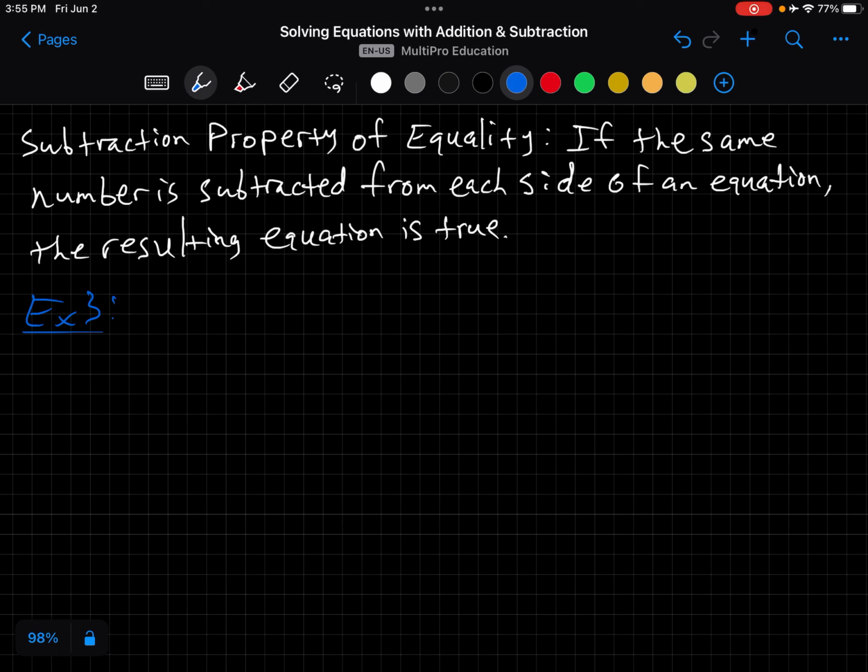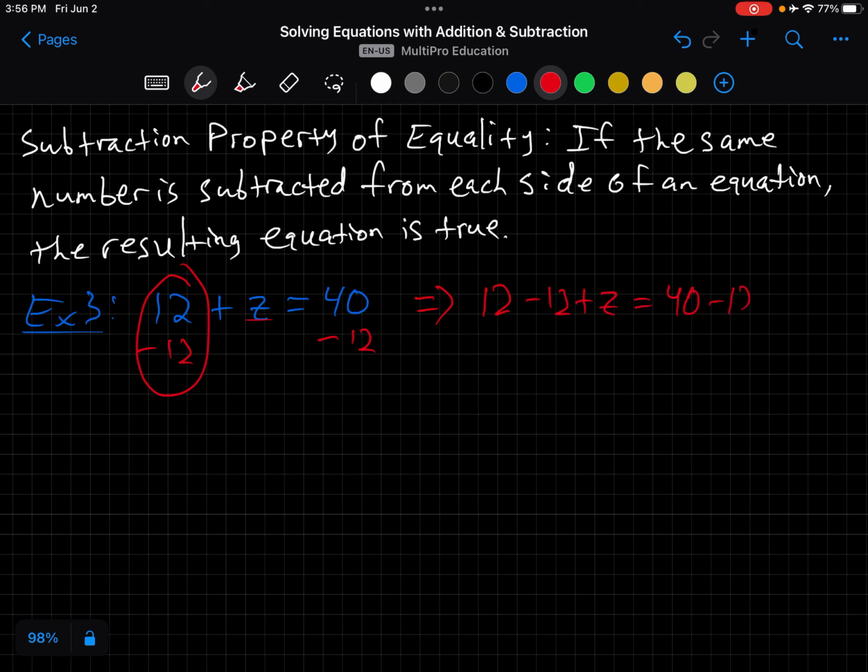Alright, let's look at an example here. Oh, we're on example 3. Look at us go. Alright, so let's say we have 12 plus Z, or Z if you're in America, that is equal to 40. So we are going to subtract 12 because we have the variable here, so we have to find the numerical part and subtract that. Minus 12 from each side. Then that gives us 12 minus 12 plus Z is equal to 40 minus 12. If we solve that, 12 minus 12 is 0, so we're just left with Z. Z is equal to 40 minus 12, which is 28.